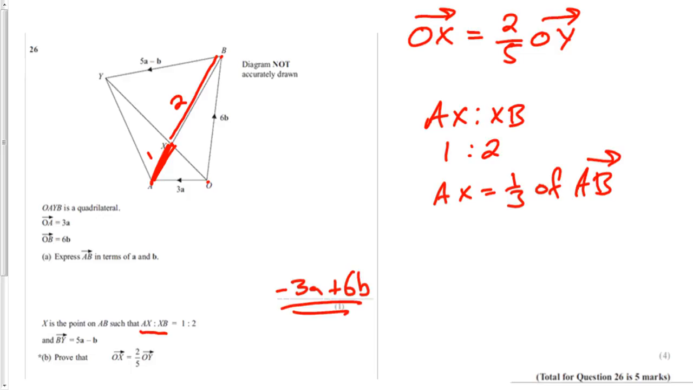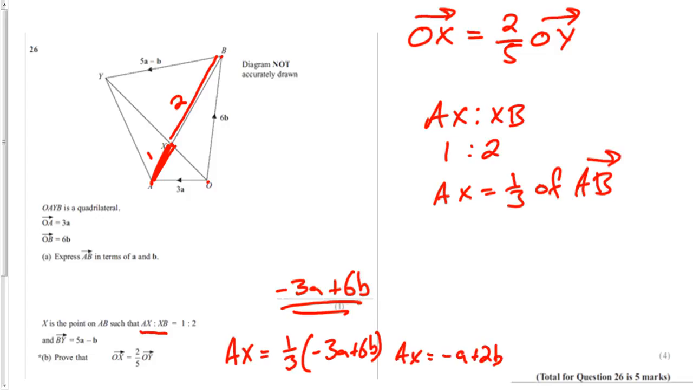So we can say that AX equals 1/3 of that journey. Now 1/3 just means dividing it by 3. So we can say that AX equals minus A plus 2B.